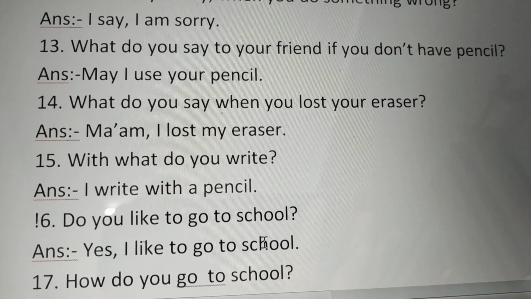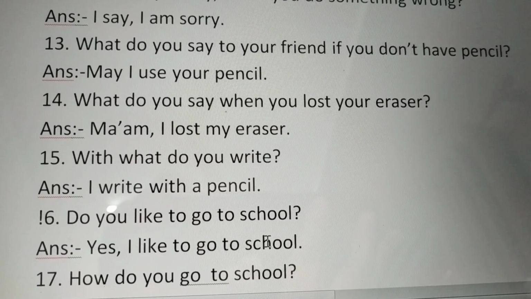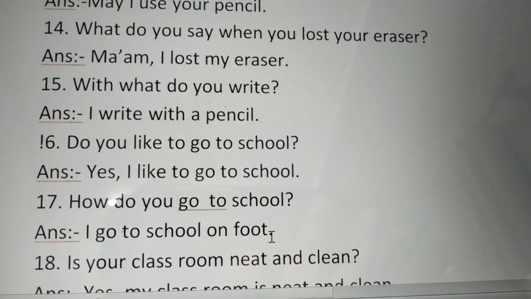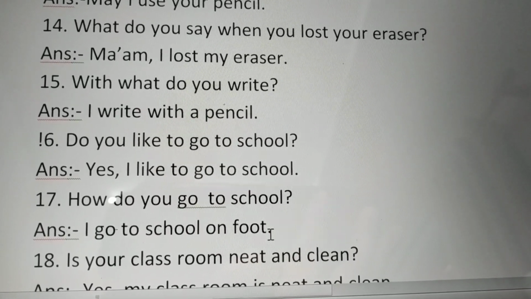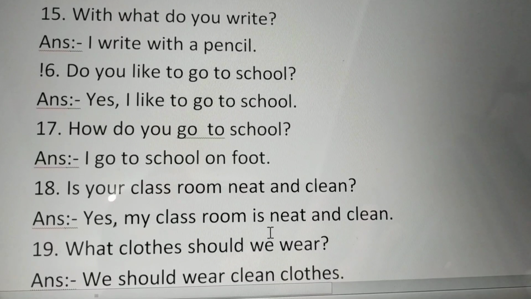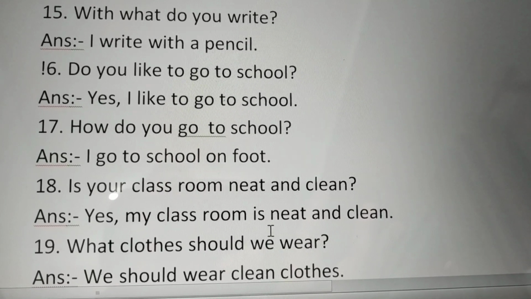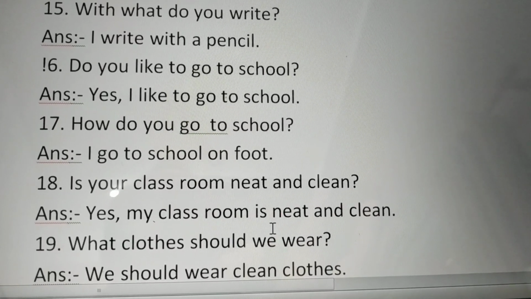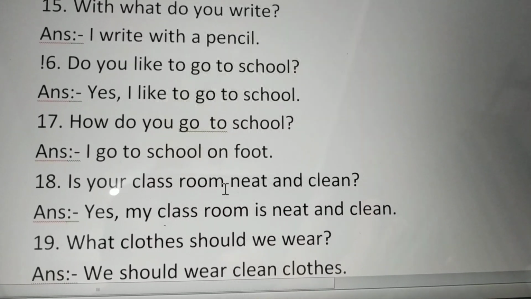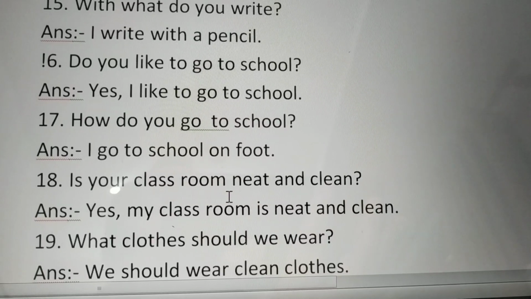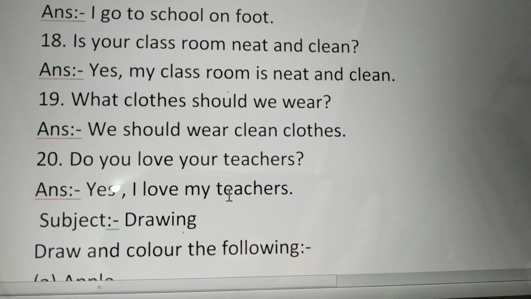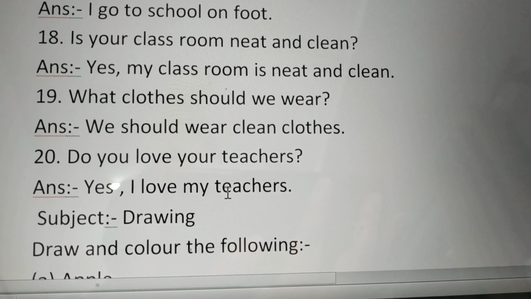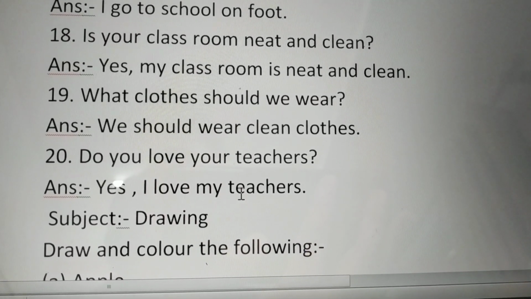Do you like to go to school? Yes, I like to go to school. How do you go to school? I go to school on foot. Is your classroom neat and clean? Yes, my classroom is neat and clean. What clothes should we wear? We should wear neat clothes. Do you love your teacher? Yes, I love my teachers.